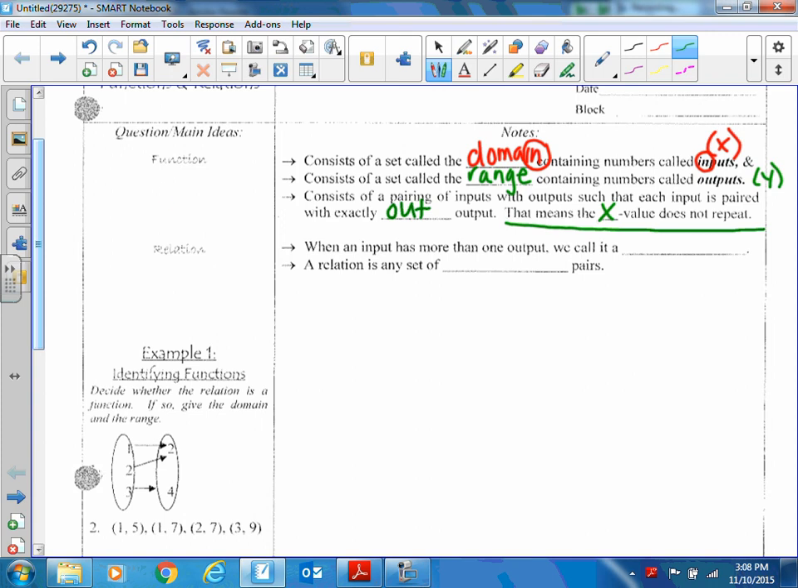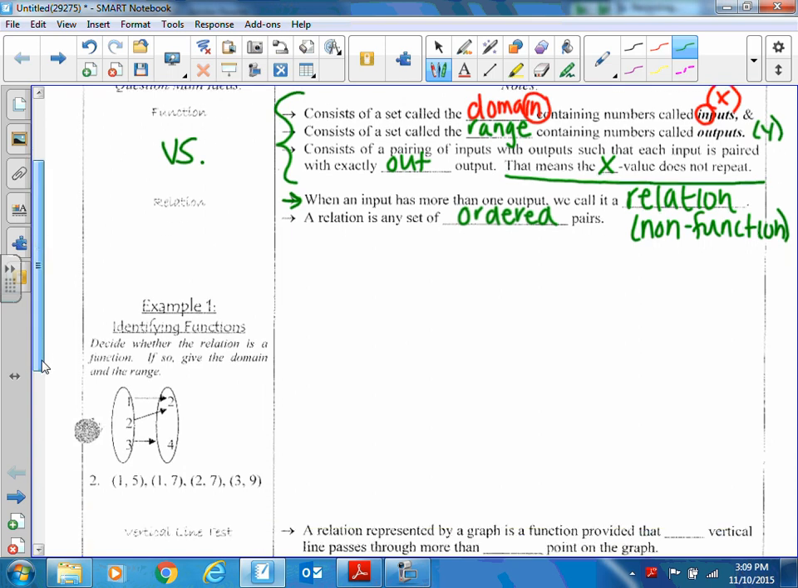Okay, so we're kind of talking relationships or a relation versus a function. So when an input has more than one output, we call it a relation, or this is a non-function. That would mean that the x's would be repeating here. So that's why we call this a non-function or a relation. And a relation is any set of ordered pairs. So a function is a relation. It's just a special type of relation where these things are true.